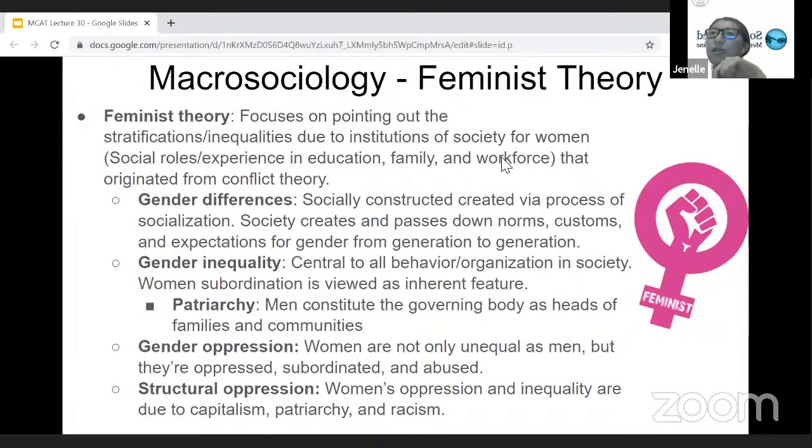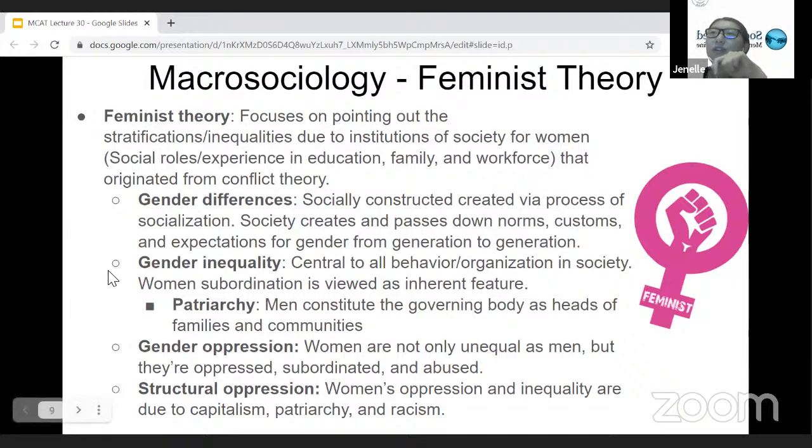Next, also part of macrosociology is feminist theory, which focuses on pointing out the stratifications or inequalities due to institutions of society for women. And this is through analyzing the social roles and experiences that women face in education, in family roles, and in the workforce. And this was a theory that actually originated from conflict theory.